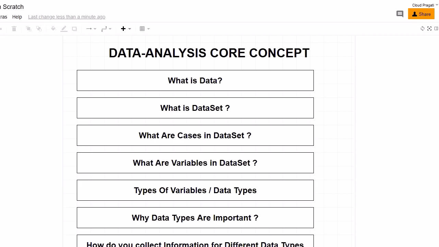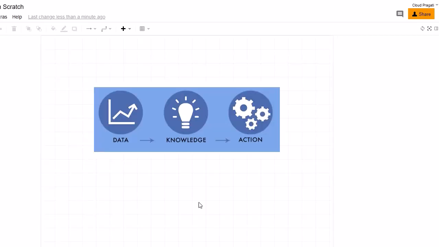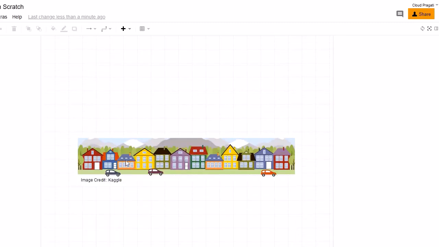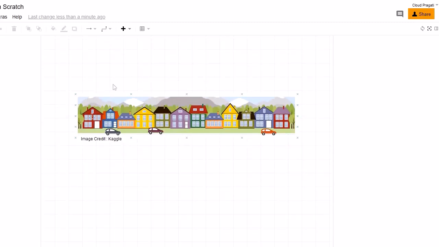So you must be asking why do we need data? To answer this question, I would like to show you one diagram. With this diagram, you can easily make out why we need data, because data gives us knowledge and, as per the knowledge, we take the right action. In our case, if we take the right data and get knowledge from that data, then we can easily decide the price of each home in the new area.